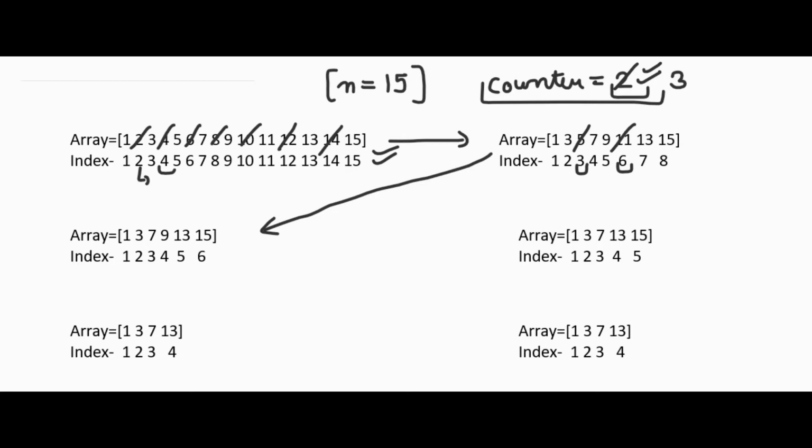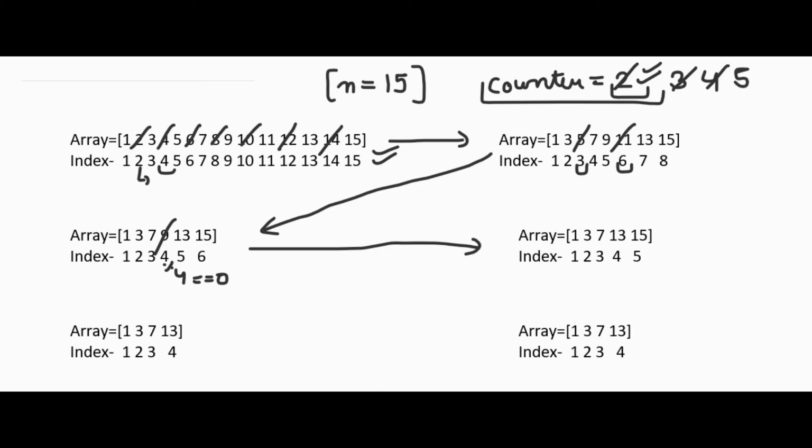Now the indexes are changed to 1, 2, 3, 4, 5, 6 because only 6 elements are left. We will increase the counter value to 4. That means we have to delete every fourth number now. So the index which is divisible by 4 has to be deleted. So 9 will get deleted. The array left after deleting 9 is 1, 3, 7, 13 and 15. Now we have to increase the counter value.